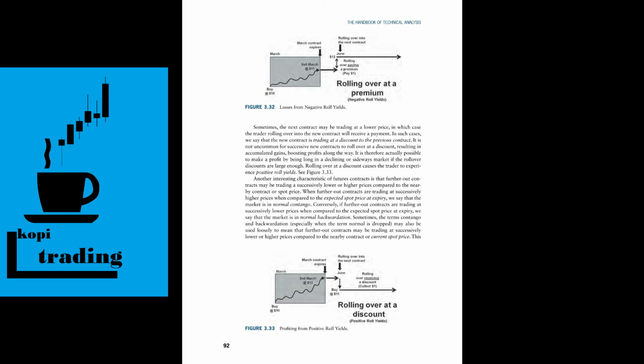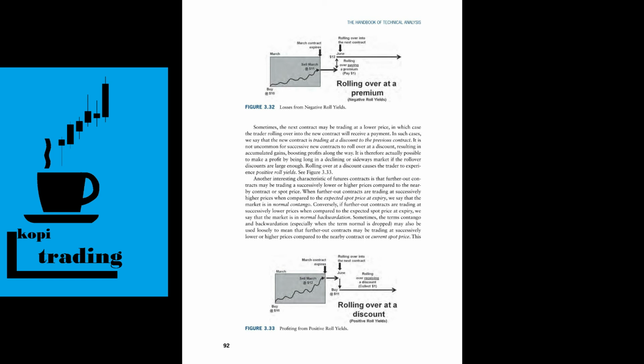Sometimes the next contract may be trading at a lower price, in which case the trader rolling over into the new contract will receive a payment. In such cases, we say that the new contract is trading at a discount to the previous contract. It is not uncommon for successive new contracts to roll over at a discount, resulting in accumulated gains, boosting profits along the way. It is therefore actually possible to make a profit by being long in a declining or sideways market if the rollover discounts are large enough. Rolling over at a discount causes the trader to experience positive roll yields.